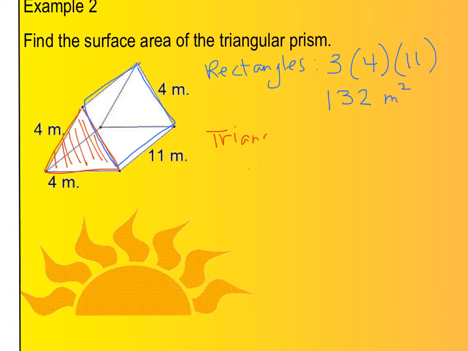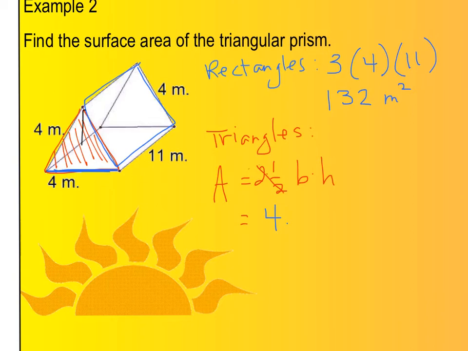Now I'm going to deal with the triangles. I have two triangles, same size, same shape. So for the area of a triangle, I'm thinking 1/2 base times height, but I know I have two of them, so I'm going to multiply by 2. 2 times 1/2 simplifies to 1. So now I just have my base times height. I notice that my base is 4 meters.